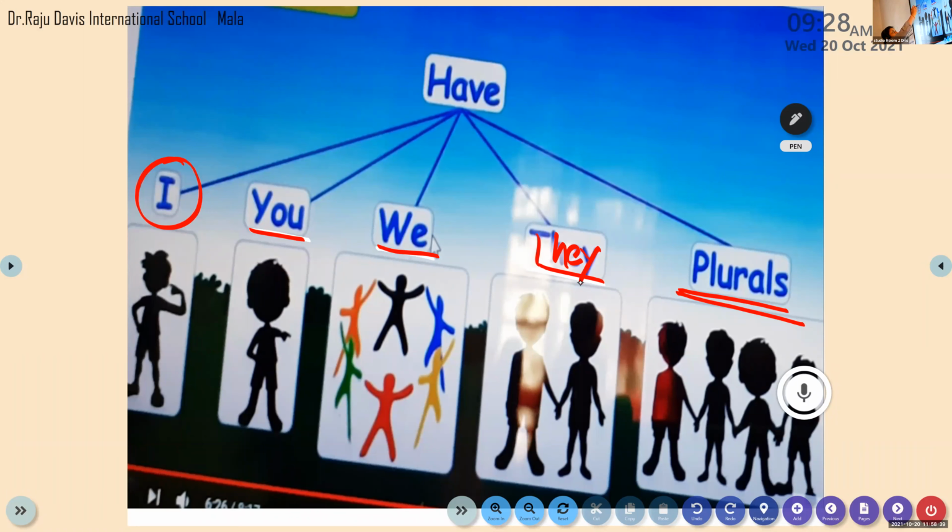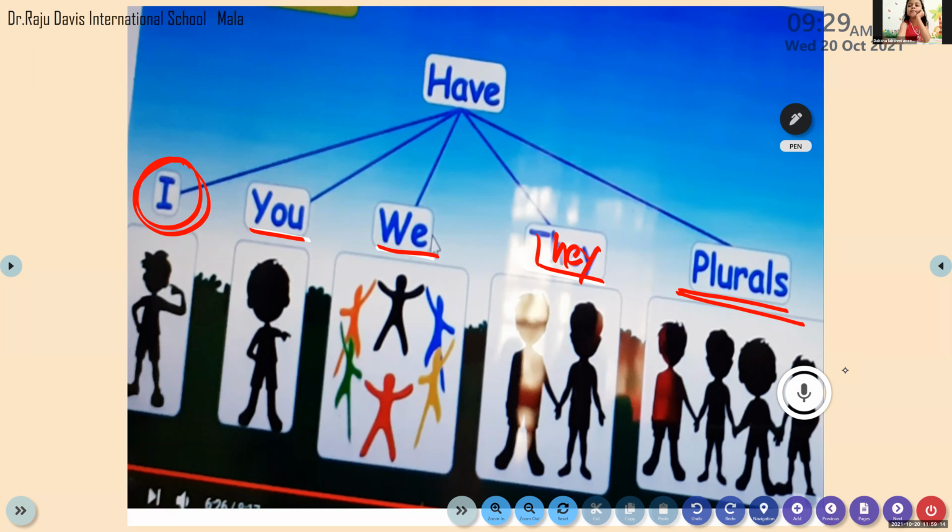Okay, when you say I, it is an exceptional rule. So even with I, we have to use have. I have. All of you, please do look at this. Yes, I have. Please do repeat after me. I have. You have. We have. They have. And also with plurals, we use have. Okay. Is that clear to all of you?